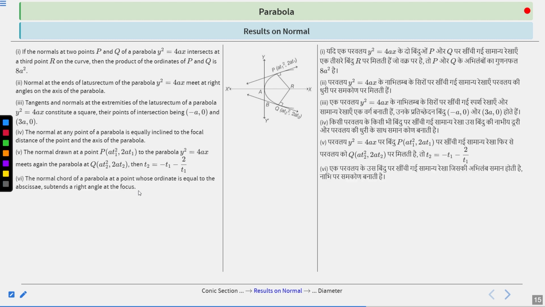The normal chord of a parabola at a point whose ordinate is equal to the abscissa subtends a right angle at the focus. Next point is that three normals can be drawn from a point to a parabola. Clear?